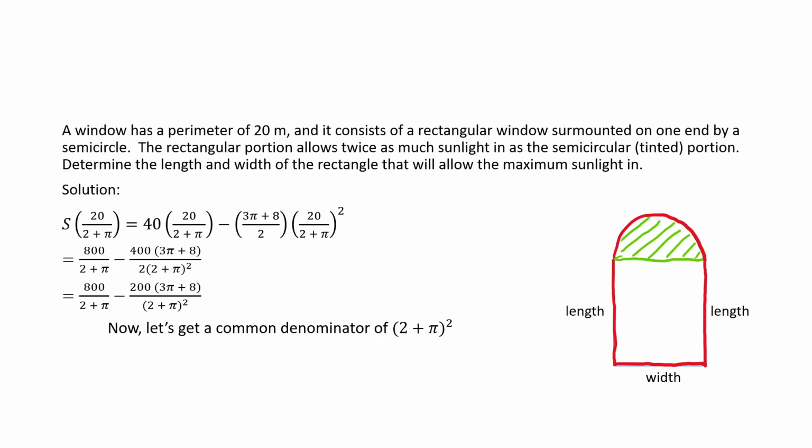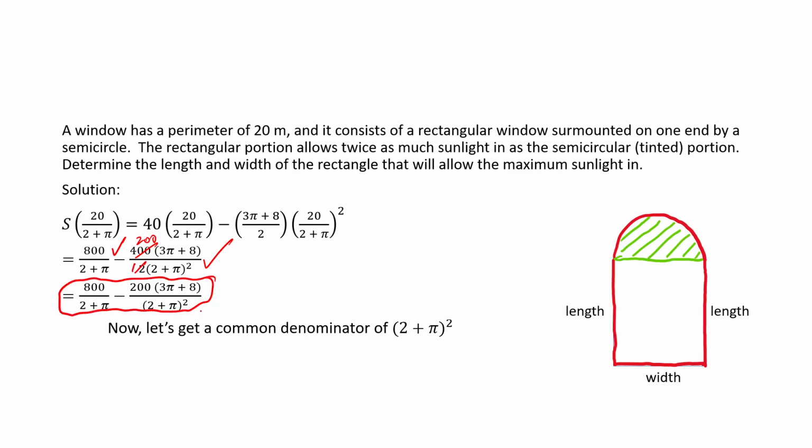And then finally, for the upper end of the domain, we plug that value in as well. And again, a pretty similar thing happens. We get a kind of a complicated looking expression, 800 over 2 plus pi, and then we get 400 times 3 pi plus 8 over 2 times 2 plus pi quantity squared. Well, in this case, though, we can do a little simplifying here, make the 400 a 200 and make the 2 a 1. Ultimately, we get to this value.